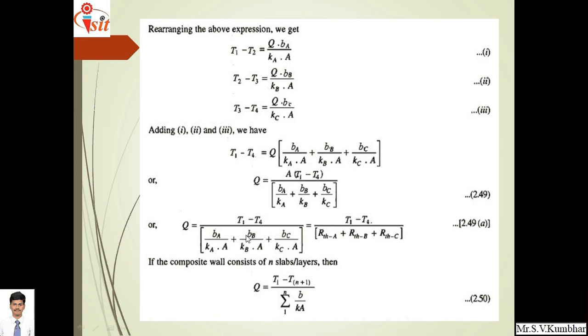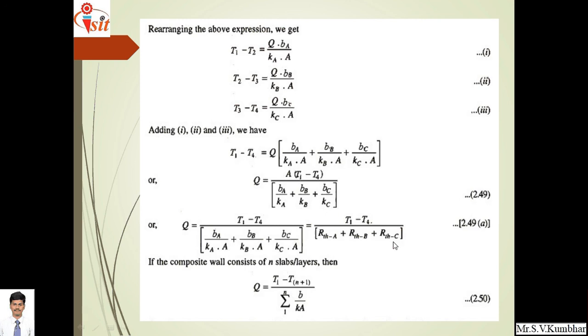Or rearranging this term, T1 minus T4, this A is again taken to the denominator. So BA upon KA into A plus BB upon KB into A plus BC upon KC into A, which is nothing but thermal resistance of material A, B and C. This is the summation of thermal resistance of material A, B, C. So Q is equal to T1 minus T4 divided by thermal resistance of A plus thermal resistance of B plus thermal resistance of C.